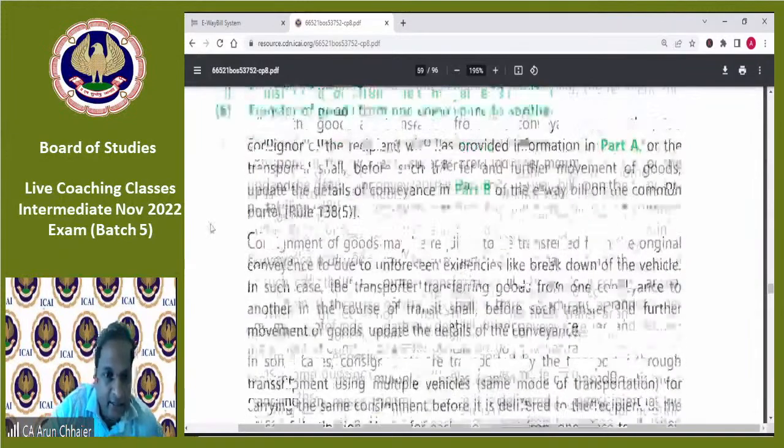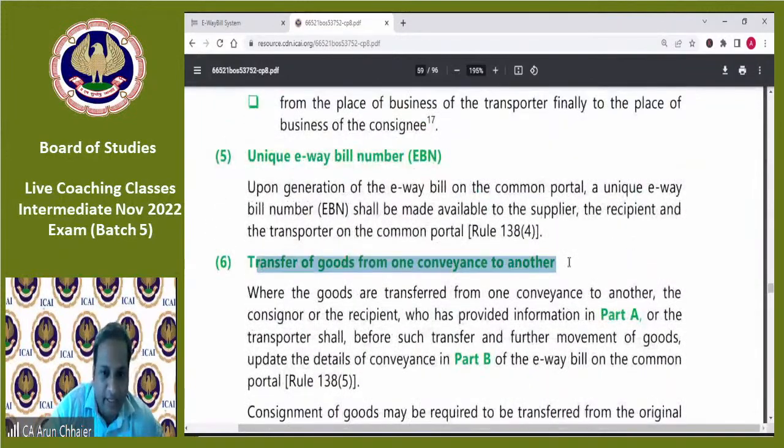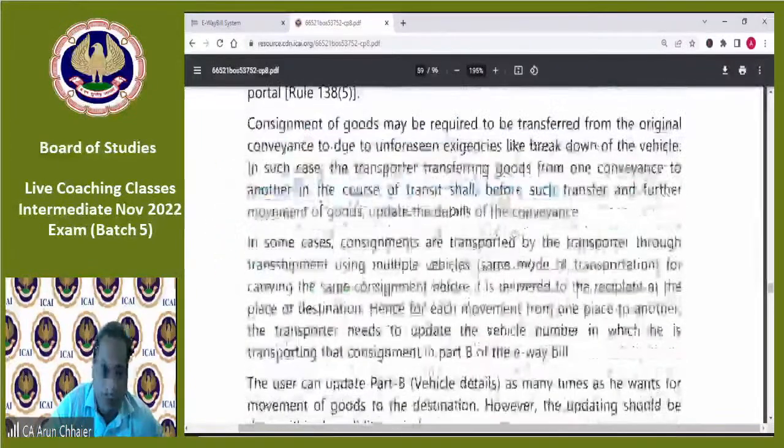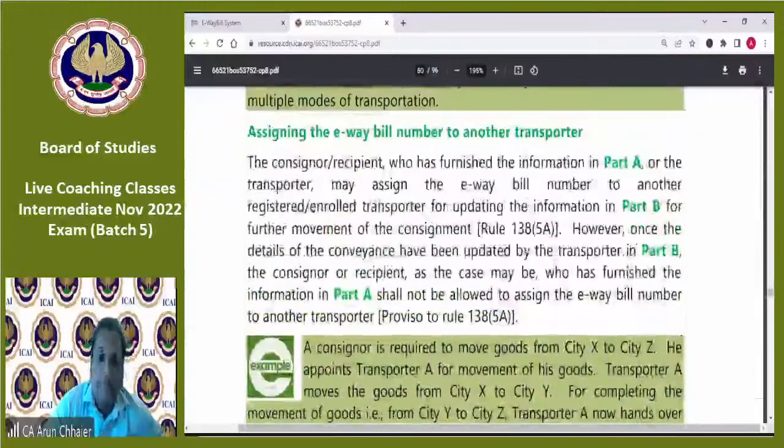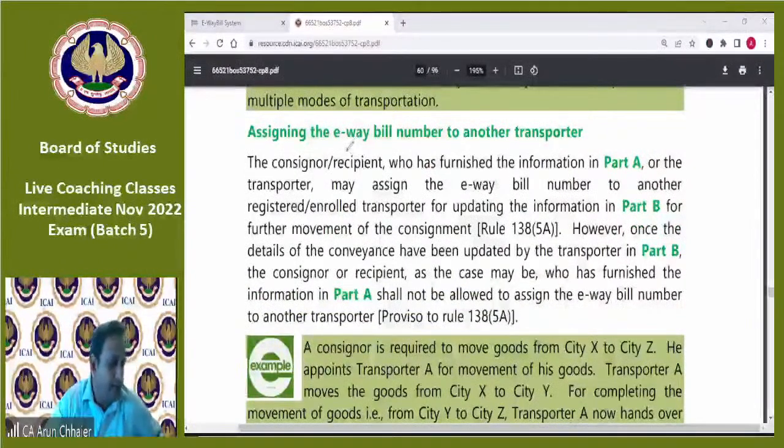Correct. This part, transfer of the goods from one consignment to another, you have discussed. Fine, no problem. Assignment, only 1 point. You can ask the question first. Let me take the question. Last example, again explain. Last example.